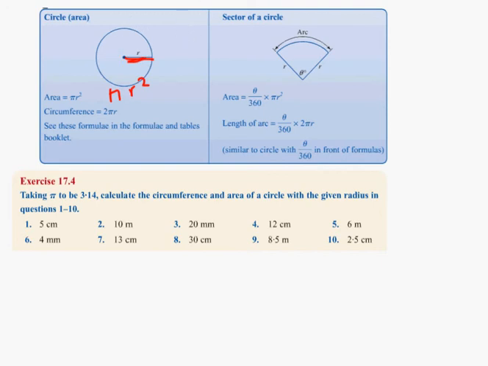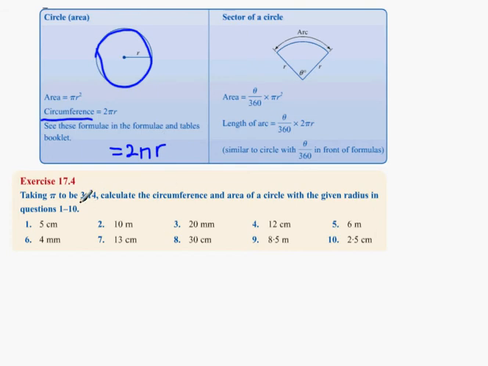Okay? Second type of question you can be asked is the circumference of a circle. Can anybody tell me what the circumference of a circle is? The length of the outside. The circumference is got by using 2 multiplied by pi multiplied by the radius.